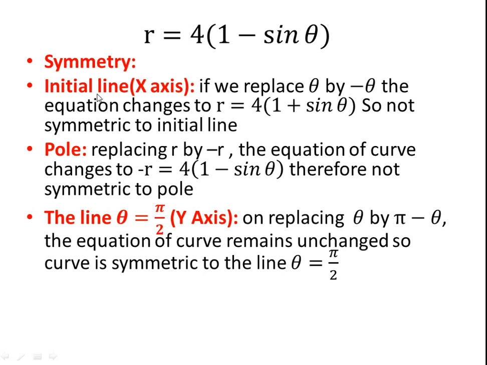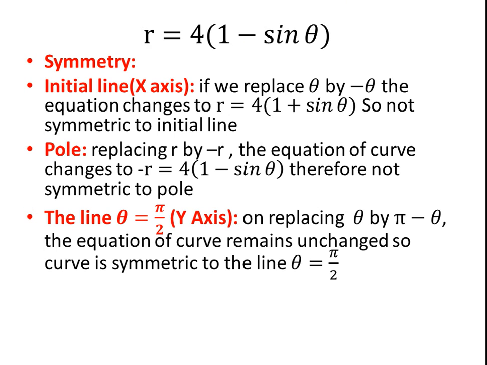Now to decide the symmetry about the initial line, that is the x-axis, the process is to replace θ by -θ, and if the equation remains unchanged, then the curve is symmetric to the initial line. If the equation of the curve changes, then the curve is not symmetric to the initial line. Now in this case, if I replace θ by -θ, I have sin(-θ), which will be -sin θ. That's why this minus sign will become plus, and the equation of the curve is changing. That's why the curve is not symmetric to the initial line.